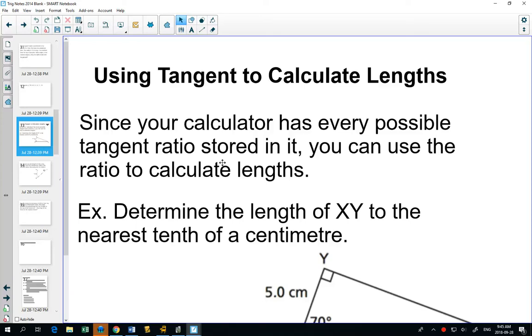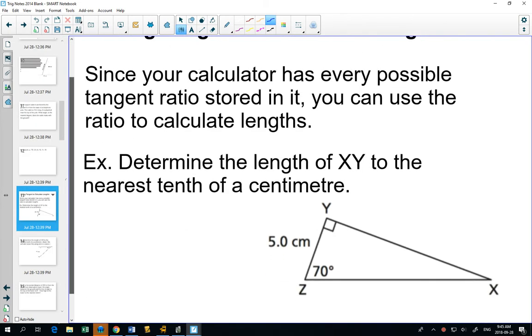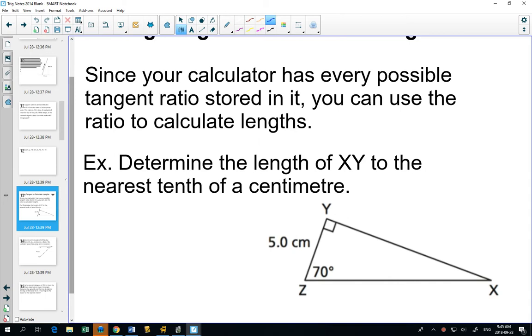We have done a little bit of this already, but we're going to do some more stuff with tangent. Now, since your calculator has stored every possible ratio that exists, we can use that to help us solve for side lengths as well. We're going to use the same process to start that we did with the ones where we solved for the angles.